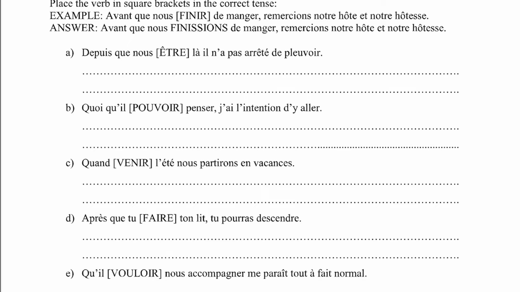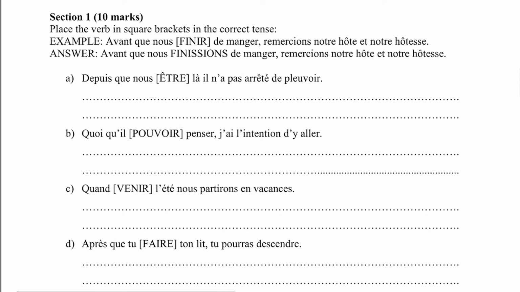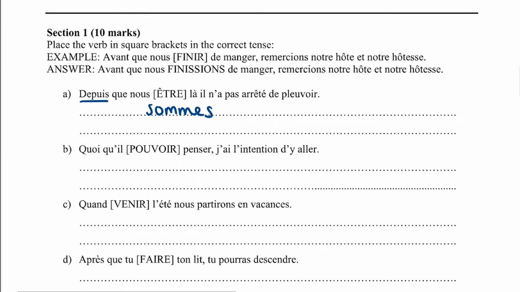So this in English would be since we have been there, it hasn't stopped raining. But remember that in French, to talk about a length of time after depuis, you do not use the past tense as you do in English. You use the present. So it's going to be the present of être, depuis que nous sommes. So in English you would say, since we have been here, it hasn't stopped raining. In French you say, depuis que nous sommes là, il n'a pas arrêté de pleuvoir.